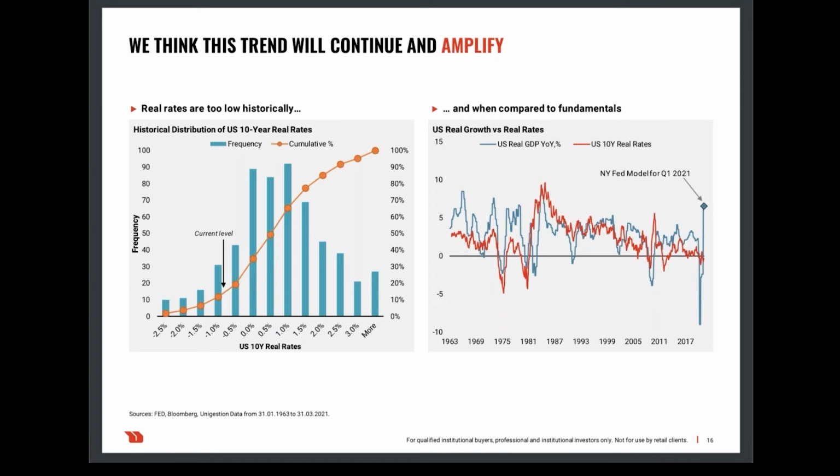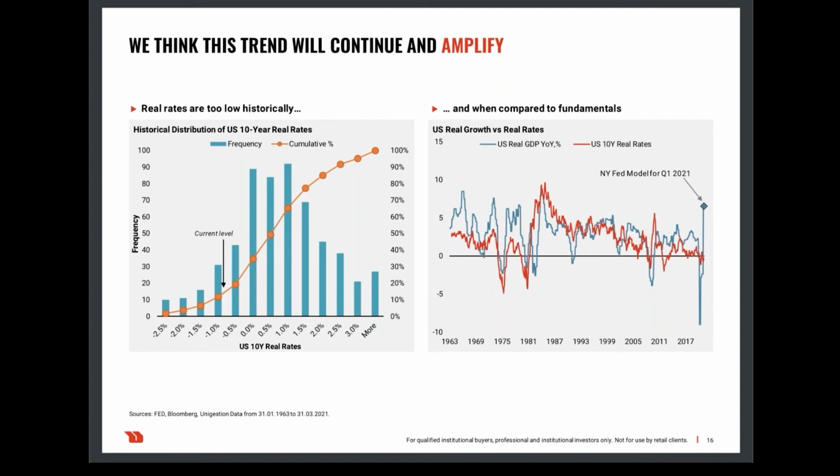It's low as well when you compare it to fundamentals. On the right, we compare the US real growth with the US real rates. As you can see, since 1963, the relationship has been strong, very correlated. But if you put the forecast from the Fed, New York Fed, for the first quarter of the year, roughly 6%, as you can see on the right chart, the gap widens and looks very large. That's why we expect higher real rates in coming months, and then a continuation of the rotation we have observed during the first months of the year.